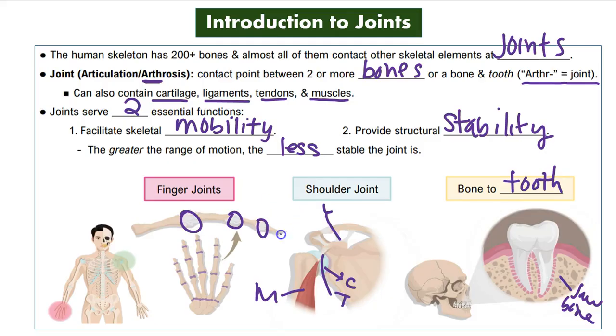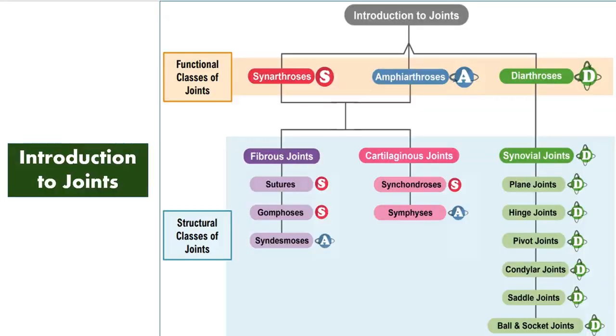Now, the shoulder joint is going to have a lot more movement, you can see. But that also means they're going to be less stable and injury prone. So what do you see? There's a lot of muscles, tendons, cartilage, and ligaments surrounding that joint to help support it. How do we organize ourselves?